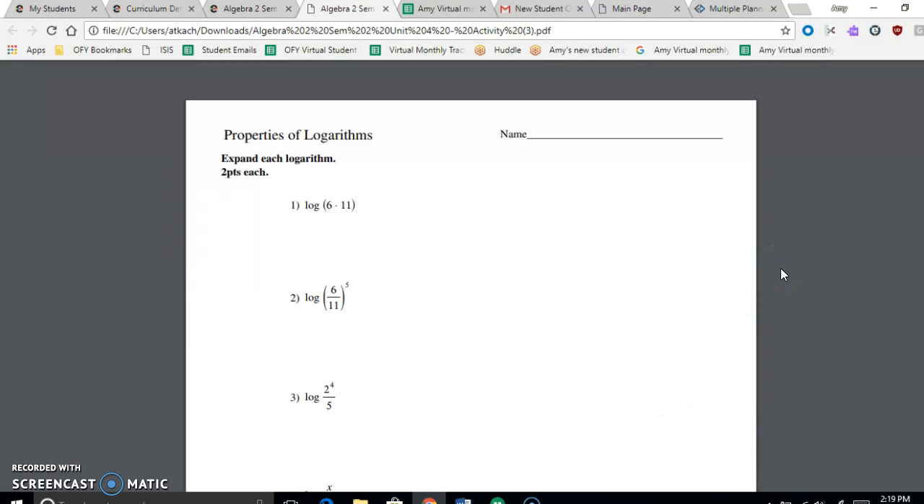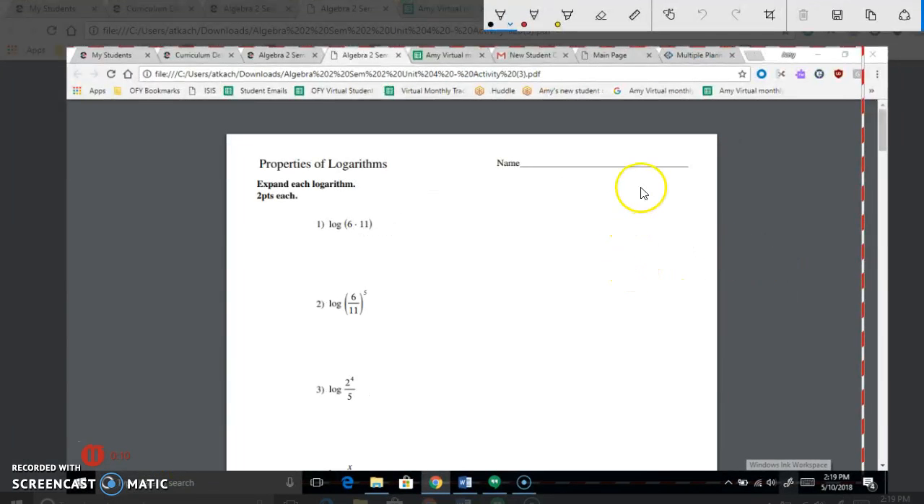Alright, so here's a little video about logarithms. This is Algebra 2, Semester 2, Unit 4, the activity. So we're going to do expanding and condensing logarithms, and I'll give you some examples.